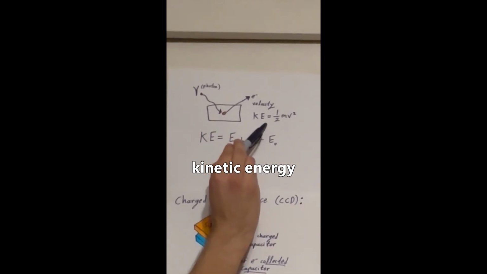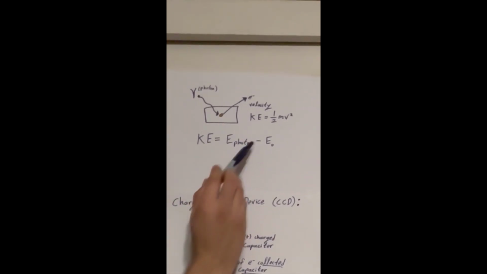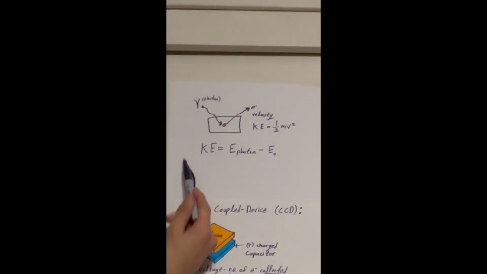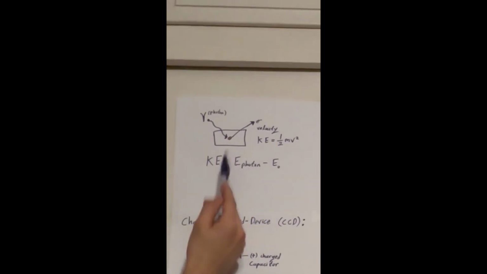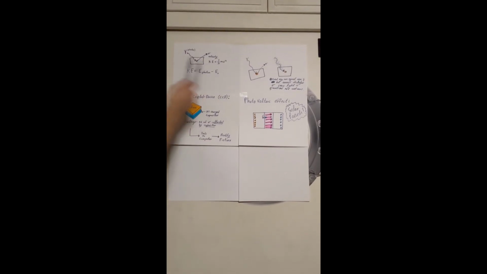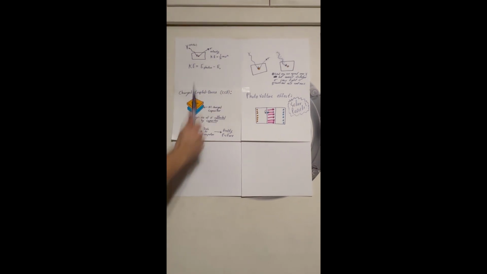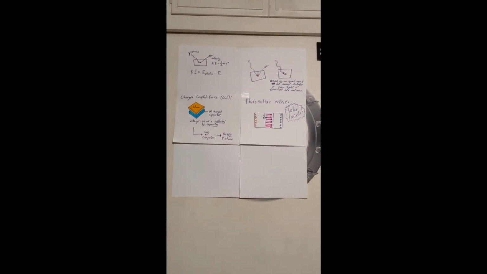having a kinetic energy. And the kinetic energy is equal to the energy of the photon subtracted by the energy required to dislodge the electron, which makes sense algebraically because the energy of the photon has to equal the sum of the kinetic energy and the energy that's required to dislodge it. So that's pretty much the core concept that you have to understand to move on further into more stuff regarding the photoelectric effect.